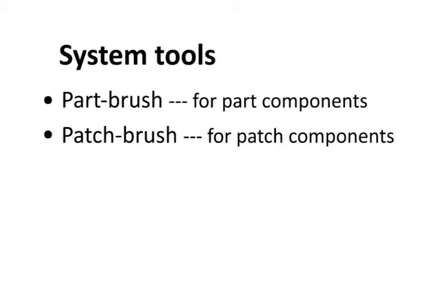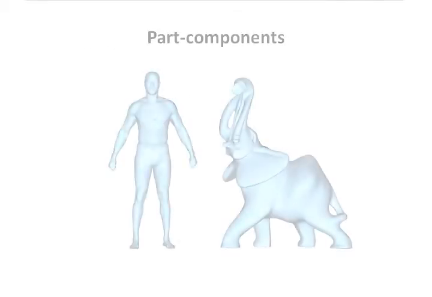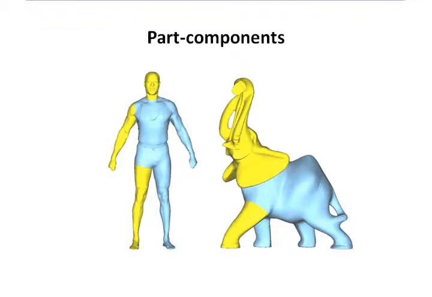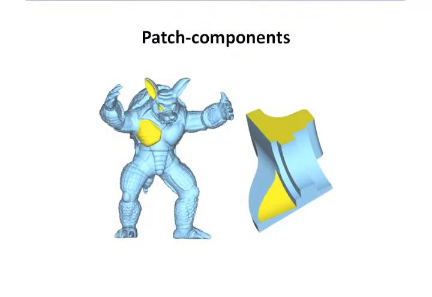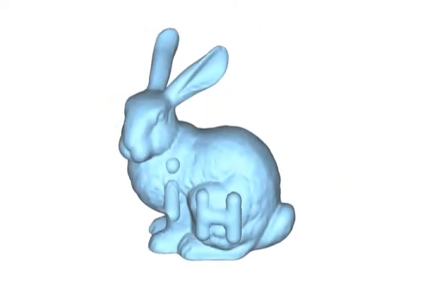This design is motivated by the observation that real-world objects contain two main types of components that merit cuts. The first type is semantic part components with protruding shapes, such as legs and arms of human models. The second type is patch components, which are flatter, such as chests of character models and facets of CAD models. A common user interface is shared by these two brushes, enabling easy switching between them.